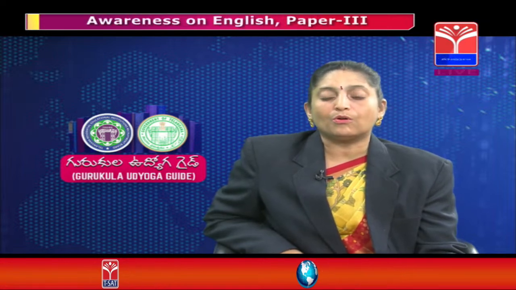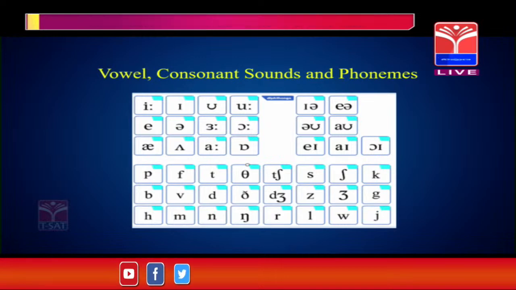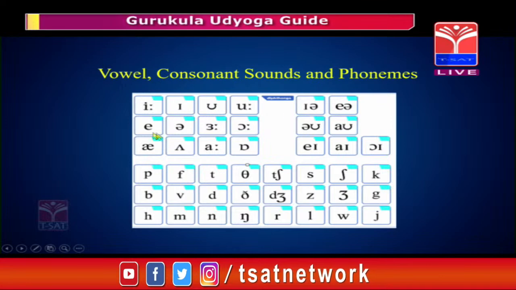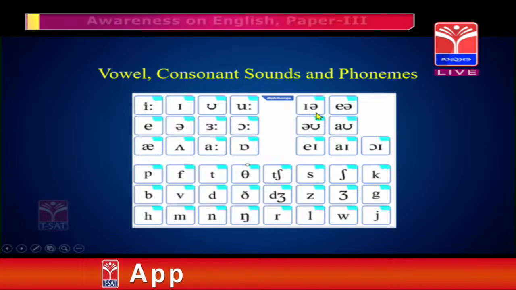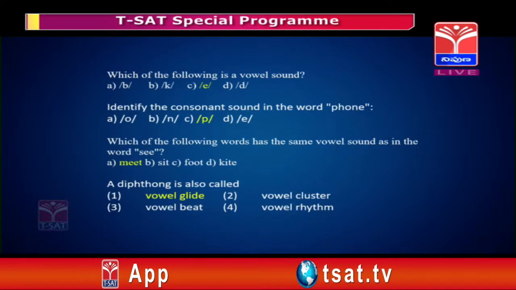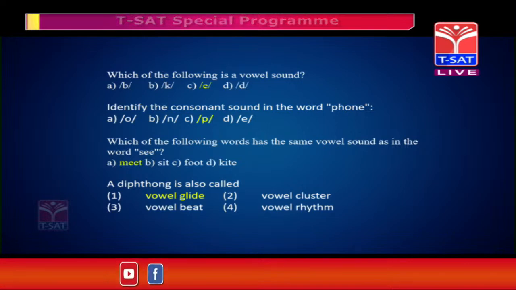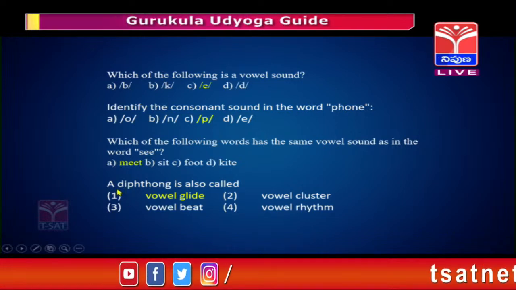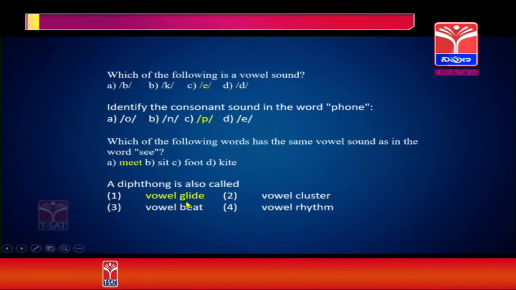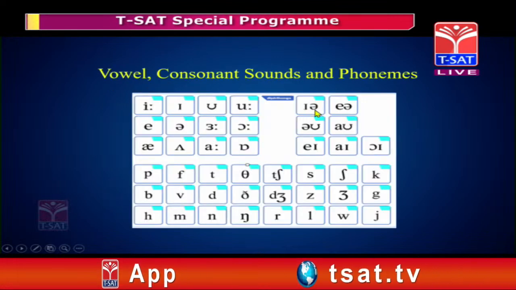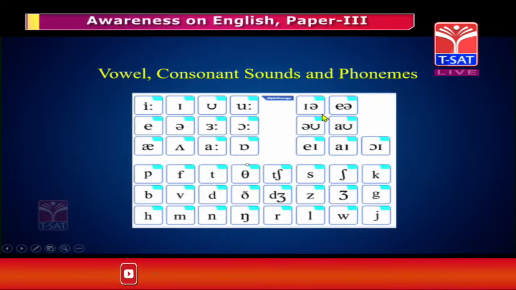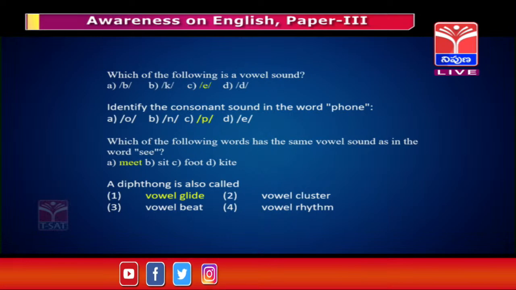If you are able to know all these 44 sounds, the 24 consonant sounds, 12 monophthongs and 8 diphthongs, you can answer all the 5 questions very easily. They ask you to identify the sound. One question in the previous paper was, a diphthong is also called what? A diphthong is also called a vowel glide, because diphthongs are a combination of 2 vowels. Here the voice glides from one place to another.